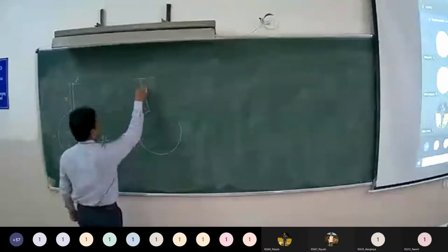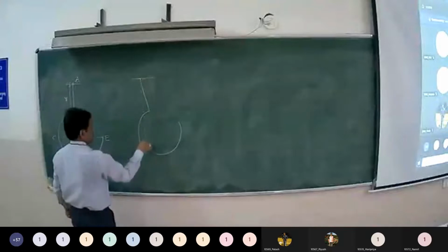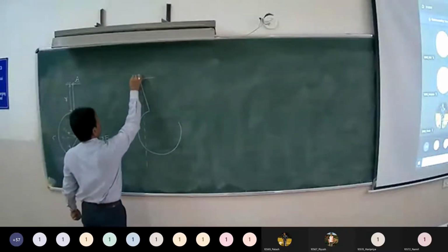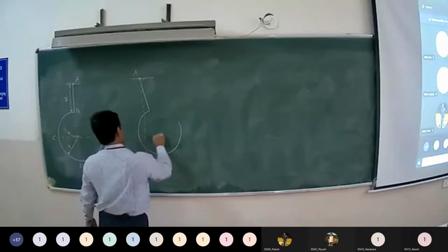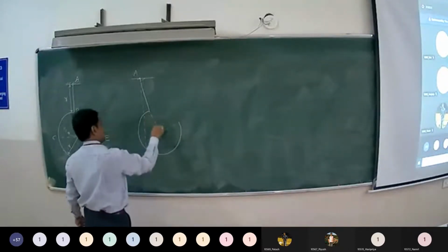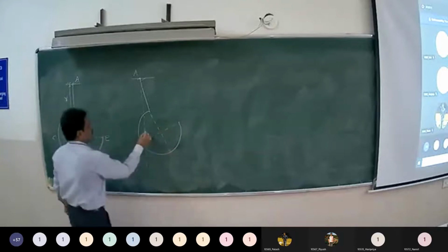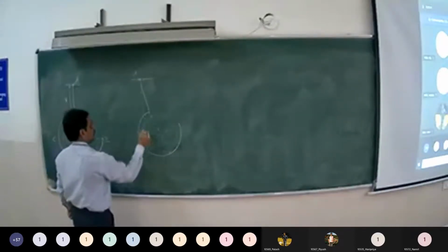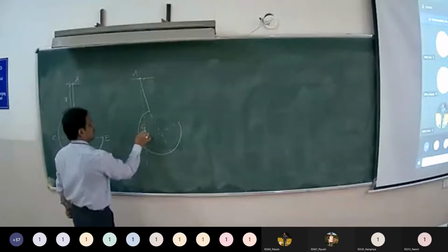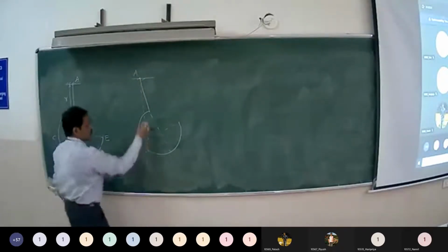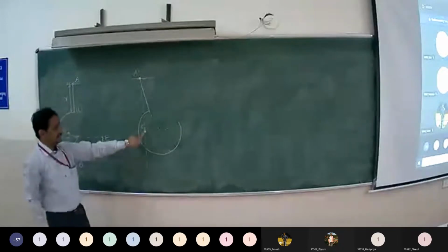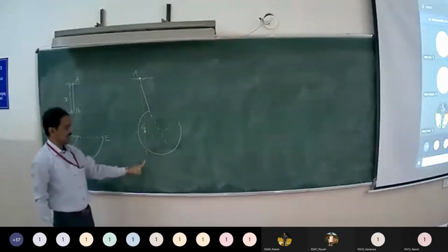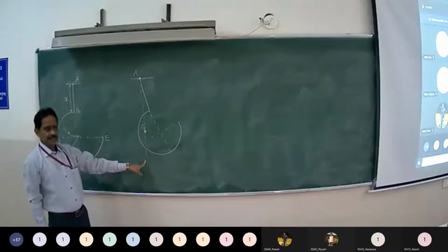So that when you draw a vertical line passing through the point of suspension, the center of gravity of this bend will be located on the vertical line passing through the point of suspension. So G is located on this vertical line. Is it clear?